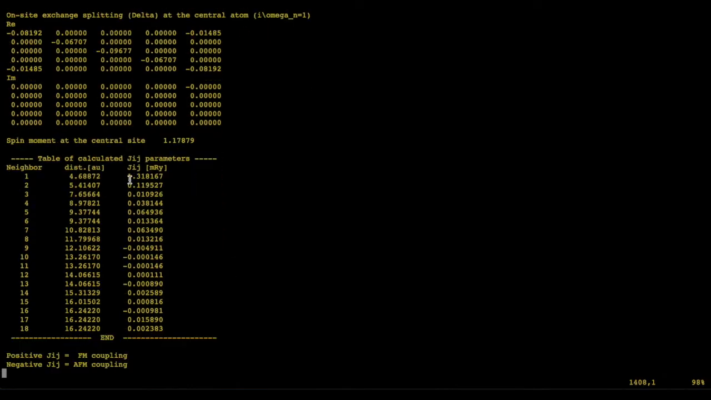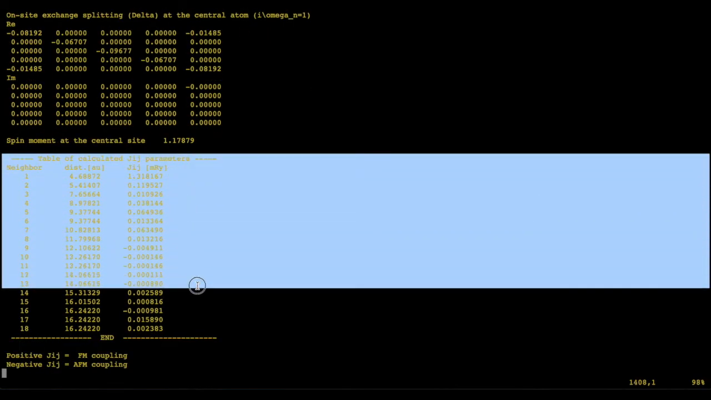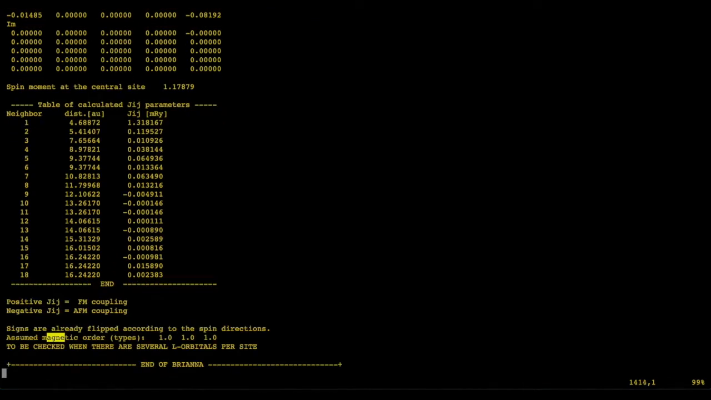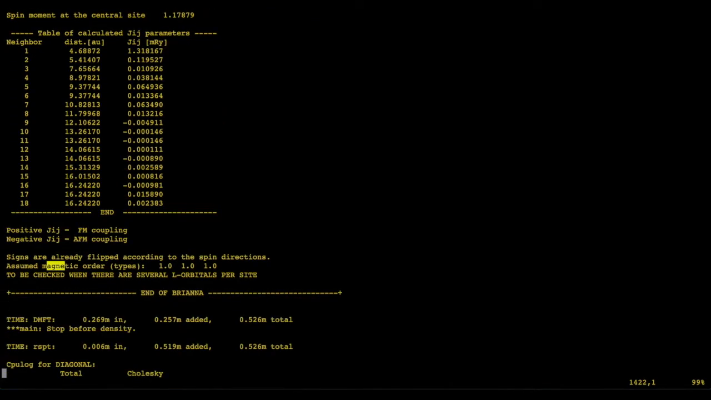And here is a table of calculated exchange parameters. The nearest neighbor coupling is 1.3 millirydberg. It's pretty big, but that's what we expect for a Heusler alloy. It has quite high Curie temperature. The next nearest neighbor coupling is already much smaller, and you can see that it decays with the distance. And finally, here is a reminder that positive J corresponds to the ferromagnetic coupling and negative J corresponds to antiferromagnetic one. And here, this is also quite important.